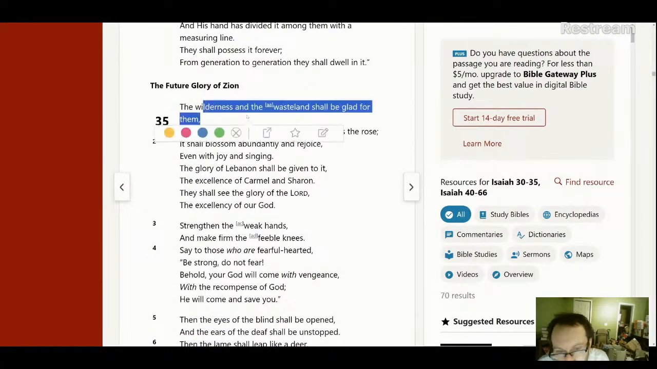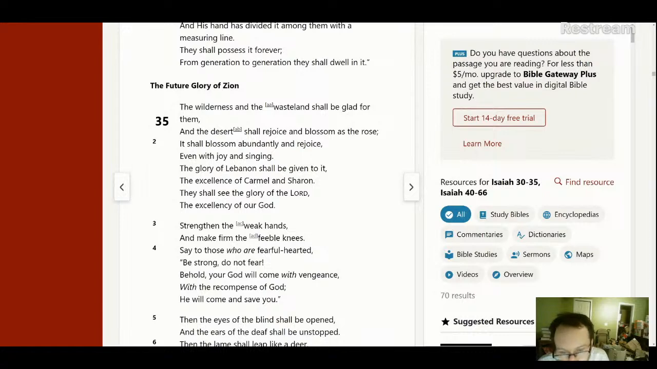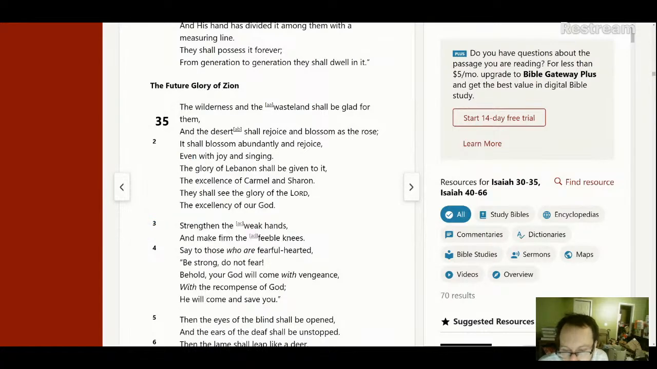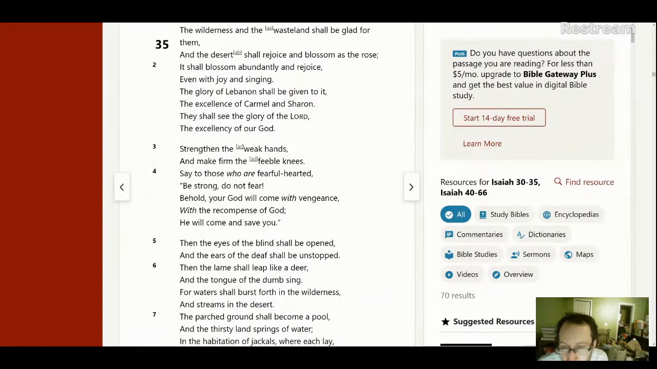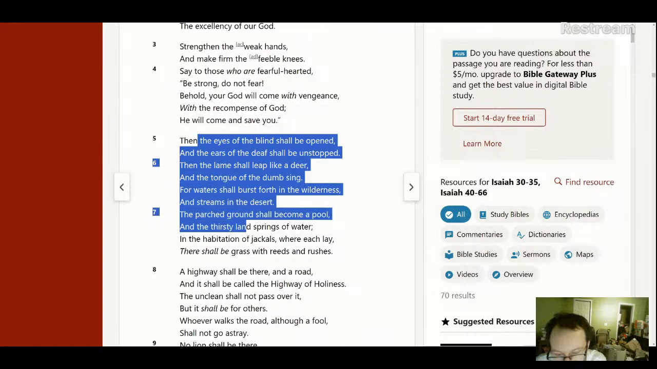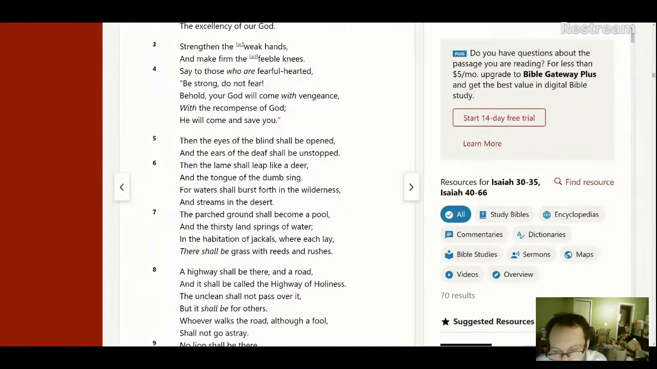The wilderness and the wasteland shall be glad for them, and the desert shall rejoice and blossom as the rose. It shall blossom abundantly and rejoice, even with joy and singing. The glory of Lebanon shall be given to it, the excellence of Carmel and Sharon. They shall see the glory of the Lord, the excellency of our God. Okay, then this sounds like the New Testament stuff. Then the eyes of the blind shall be opened, the ears of the deaf shall be unstopped. Then the lame shall leap like a deer, the tongue of the dumb sing.